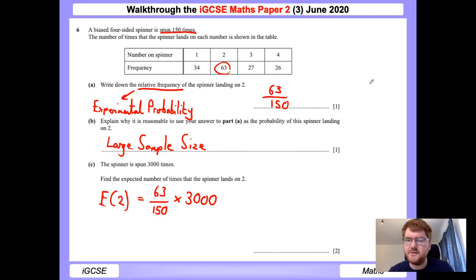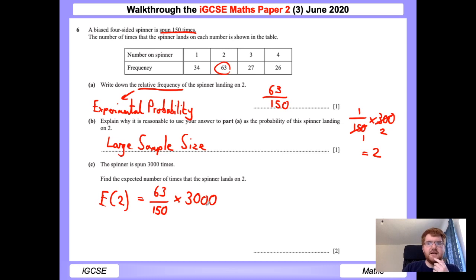Now, if I was to ask you this question, so say 1 over 150 times 300, you would probably see at this point that this goes into 300 twice, and this would cancel down to 2. So using the same idea, instead of 300, we have 3,000. So all we need to do is add an extra 0 on. So 150 goes into 3,000 20 times. This will make your life a lot easier to solve this.